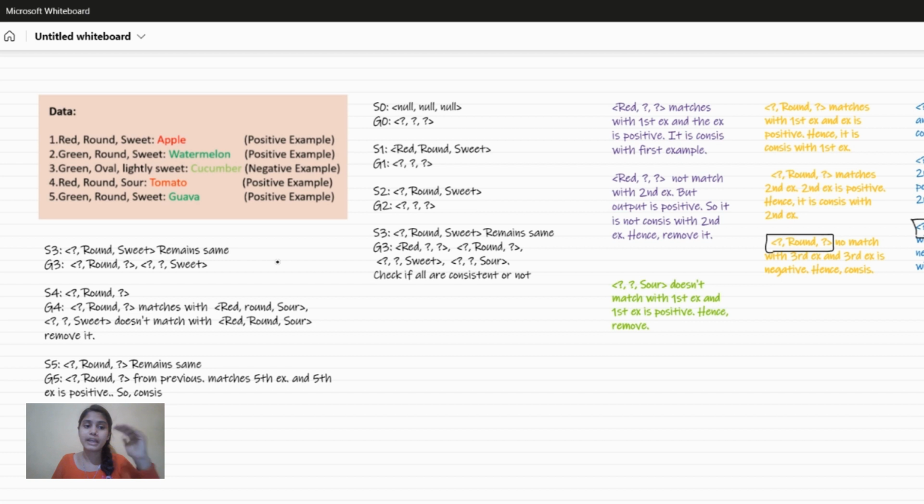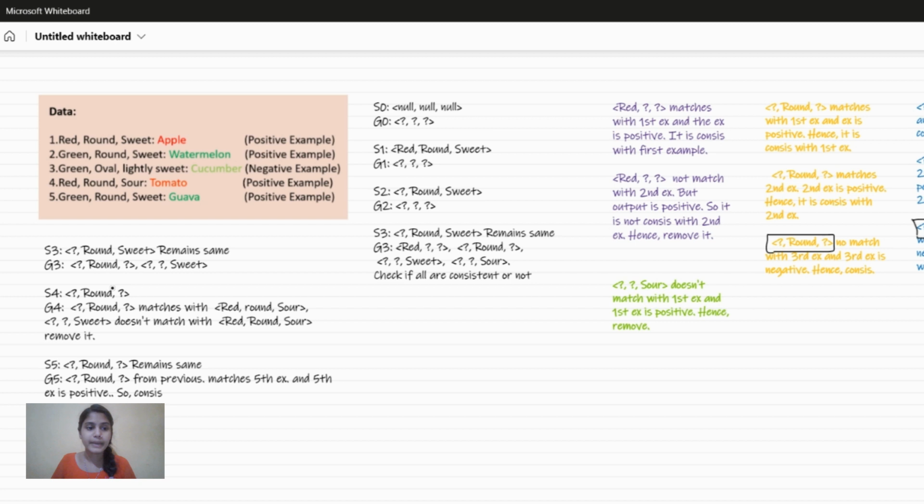As we are moving from negative to positive example, first we will work with the specific hypothesis. We will compare all the attributes, and if the attributes are not equal, we will replace with question mark. So here I have this fourth one and this S3. We are going to match both of them. As red and question mark covers all of them, we will keep it as it is. Round and round, both are matching, we will keep it as it is. Sour and sweet, both are different, so we will replace it with a question mark. So specific step done.